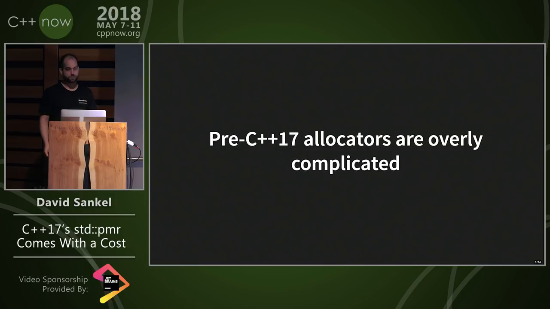But the thing is that they're overly complicated, in which you don't actually need all the complication that they have. There's a lot of options with the C++98 style allocators that nobody really needs in practice. So std::pmr cuts down the feature set in order to get something which is extremely useful but simple as well.